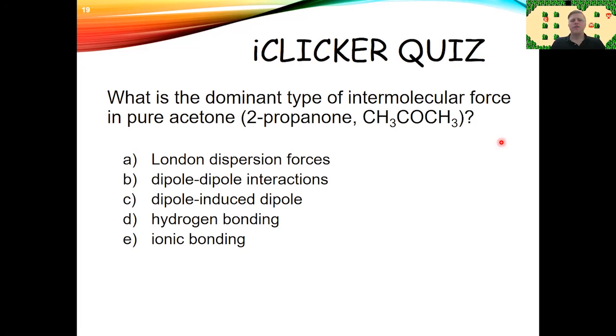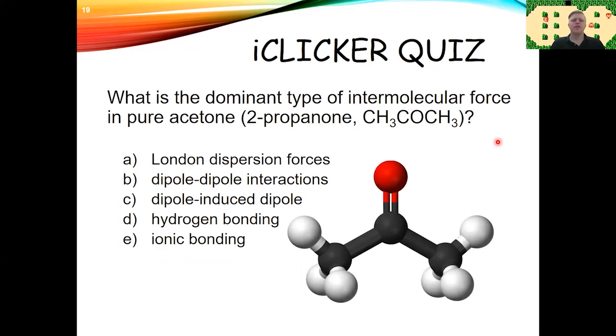All right, if you drew out your structure, you should have gotten something like this. A 3-carbon chain where the central carbon is double bonded to this oxygen. Now in this molecule, do we have London dispersion forces? The answer is yes. We are always going to have London dispersion forces. However, the question is, what is the dominant type of intermolecular force? In other words, what is the strongest type of intermolecular force this molecule is going to experience?